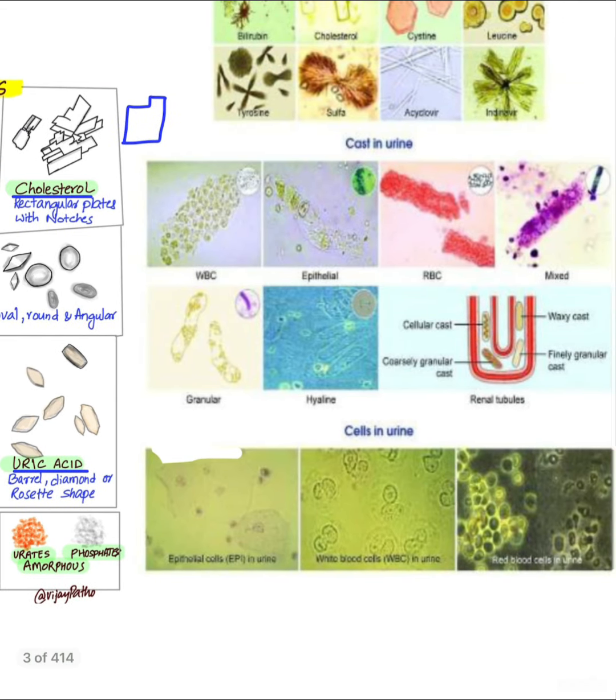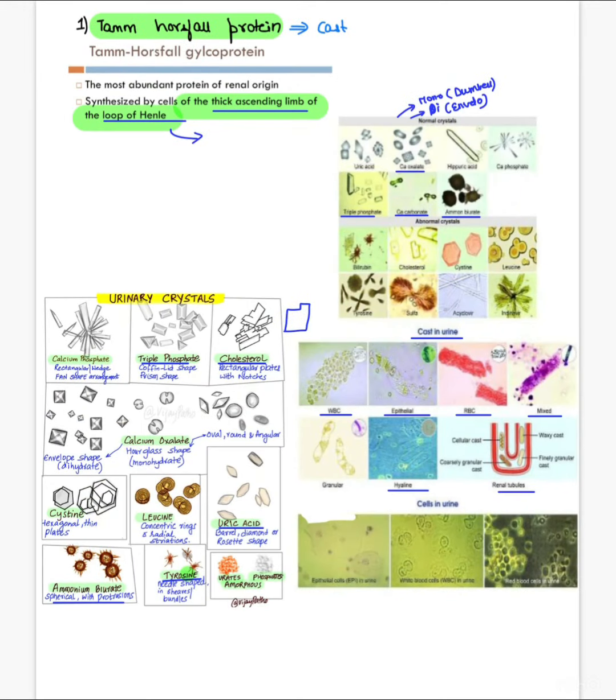Then coming on to casts. WBC cast is seen in pyelonephritis and other causes. Epithelial cell cast, and RBC cast in nephritic syndromes. Then you have mixed cast, granular cast, hyaline cast, and renal tubular cast, which is important. You can have epithelial cells, pus cells, or red blood cells in the urine. So this was all about Tamm-Horsfall protein, casts and crystals.